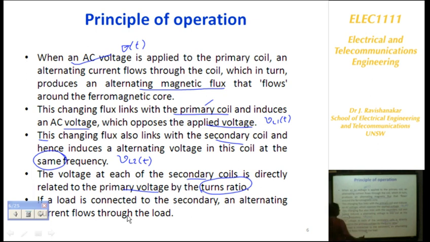If you connect a load to the secondary, an alternating current flows through the load. So basically, in a transformer we have two different circuits which are separated from each other and not electrically connected. We apply voltage to one coil, but we get the output from the other coil. So this is the actual transformer, and it has many applications which you will see later.